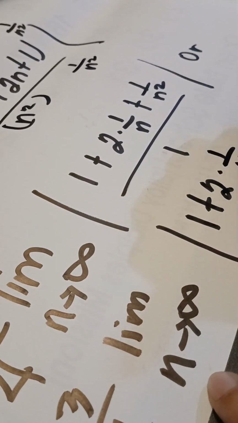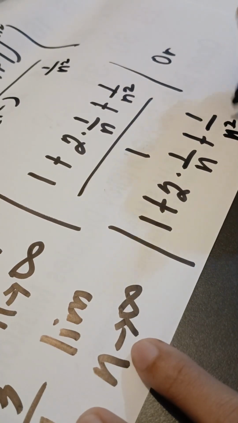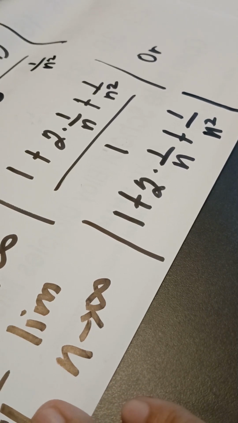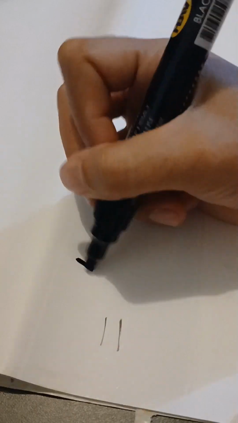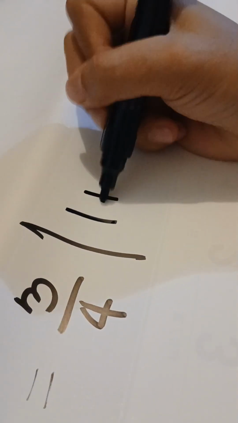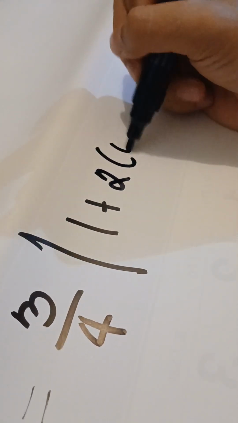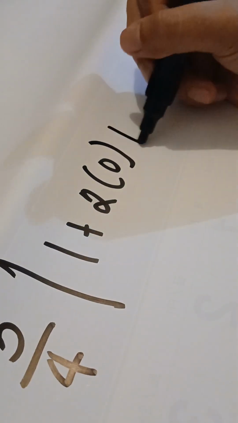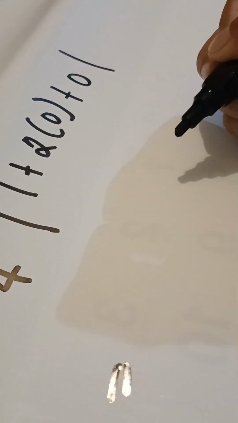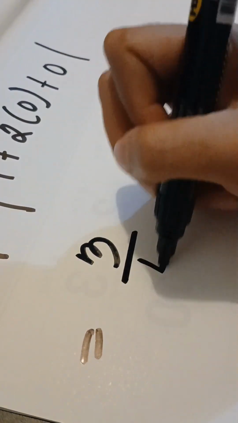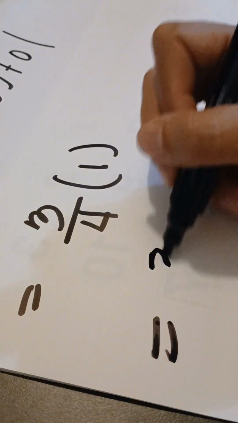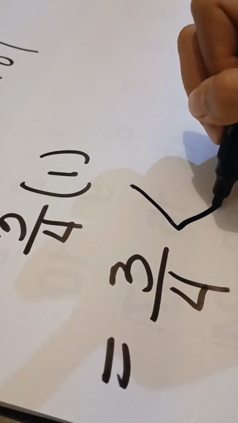So when n becomes really large, what's going to happen? The 1 over n will become 0 and 1 over n squared will also approach 0. So we're just going to have 3 over 4 times 1. And so the limit is equal to 3 over 4, and 3 over 4 is less than 1. Given that, the original series is absolutely convergent.